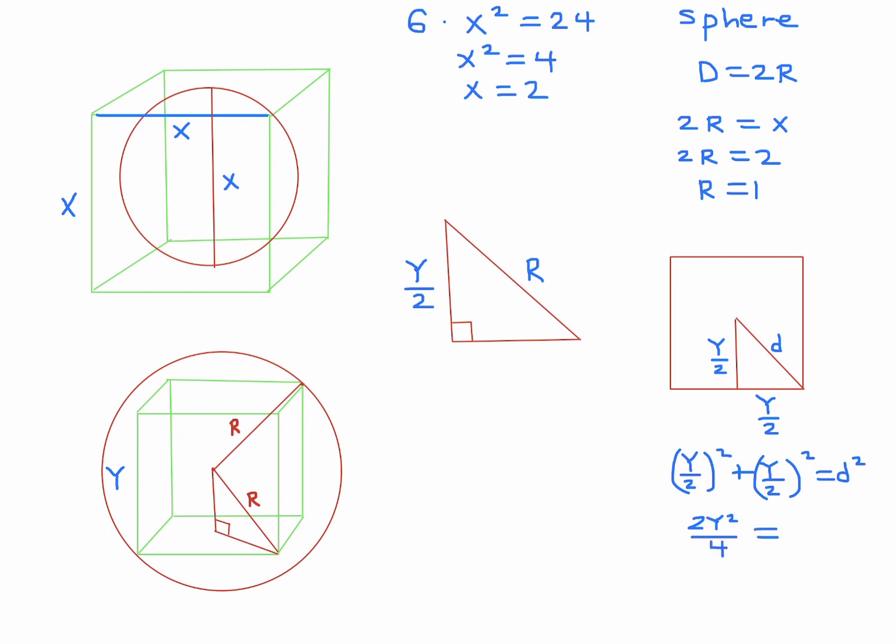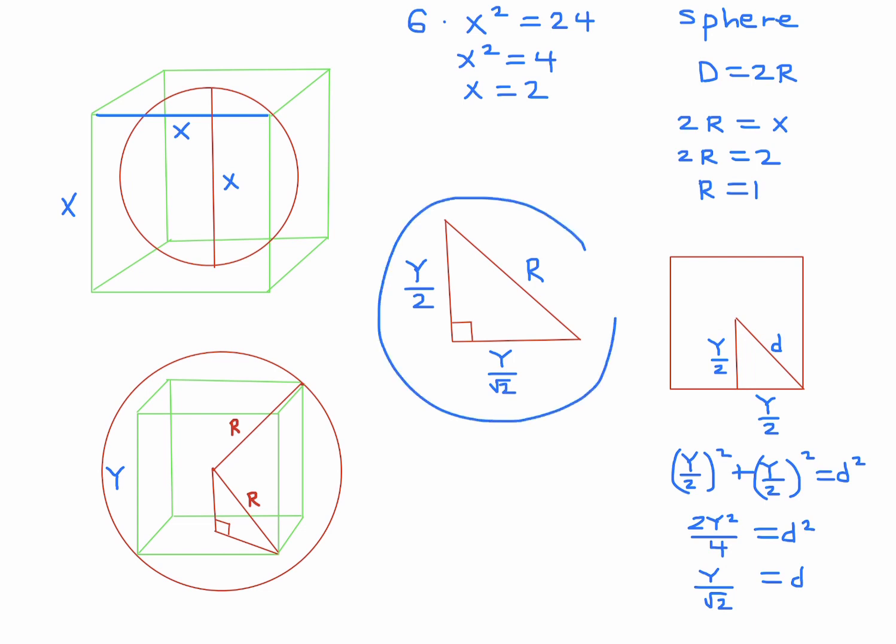And that is equal to d squared. So therefore d is equal to y over root 2. So that's the distance from here to here. And in my diagram, when I wrote it flat like that, that's represented by this line, y over root 2. Okay, we are almost done.